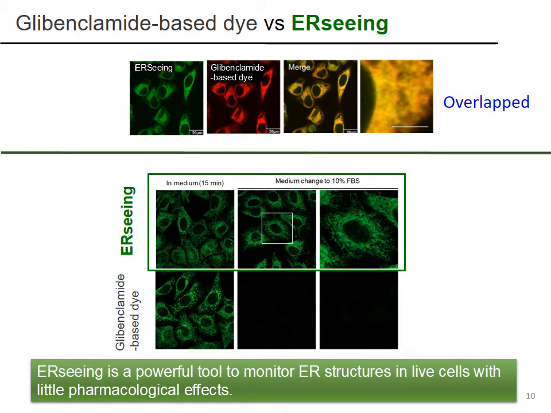Here are staining photos using ER-seeing and glibenclamide-based dye. HeLa cells were treated with both ER-seeing and glibenclamide-based dye, and as a result, the stain was highly overlapped. However, the result after medium change was totally different. No signal was observed from glibenclamide-based dye after medium change. However, high signals were observed by ER-seeing. Thus, ER-seeing is a powerful tool to monitor ER structures in live cells with little pharmacological effects.